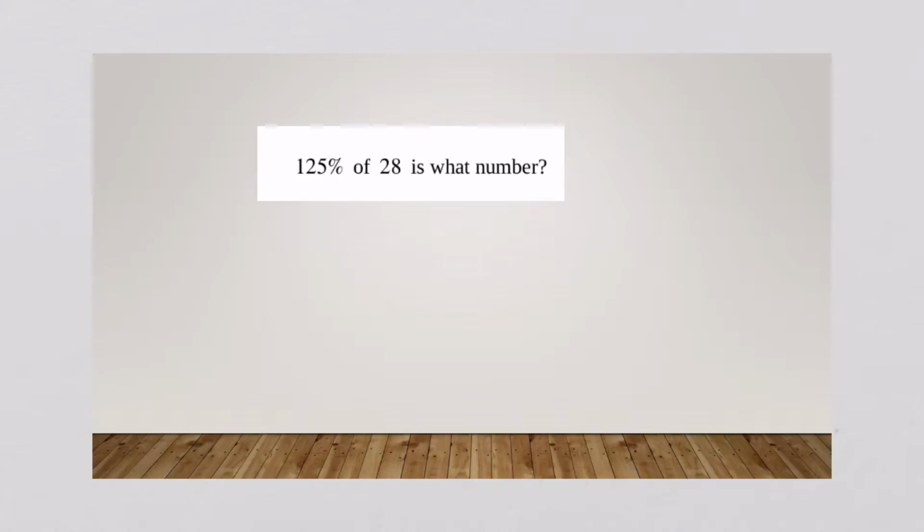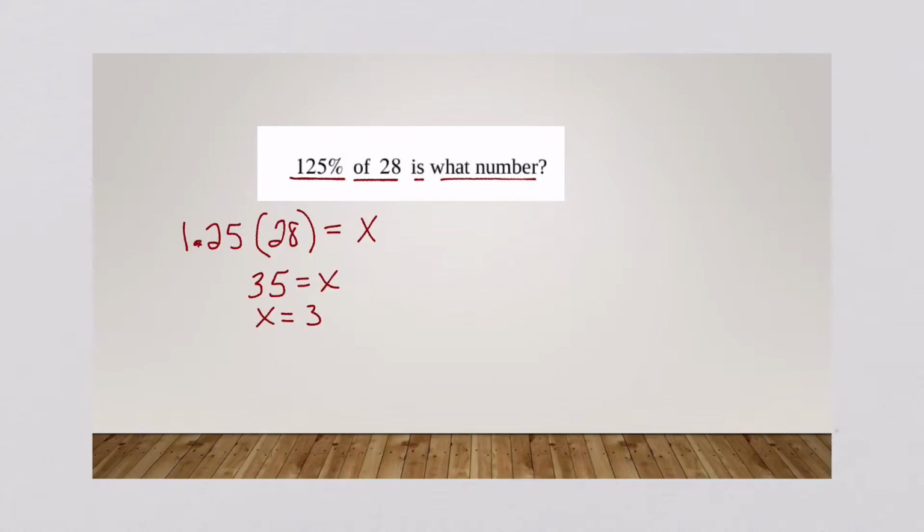Okay, with this problem right here, again using the sentence method, I've got to turn that into a decimal. So I would scoot the decimal to the left two places, and I would have 1.25, of means multiply, of 28, is, so equals what number, that means X. So on my calculator I would do 1.25 times 28 and I get 35 equals X, or you could write it the other way around, X equals 35.